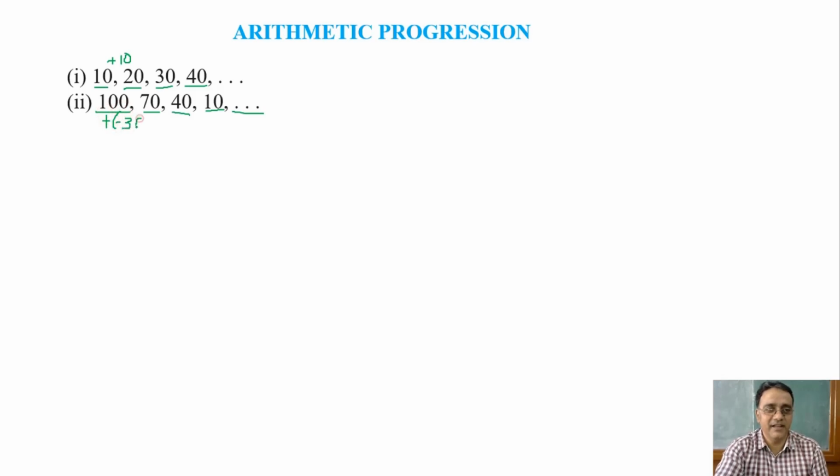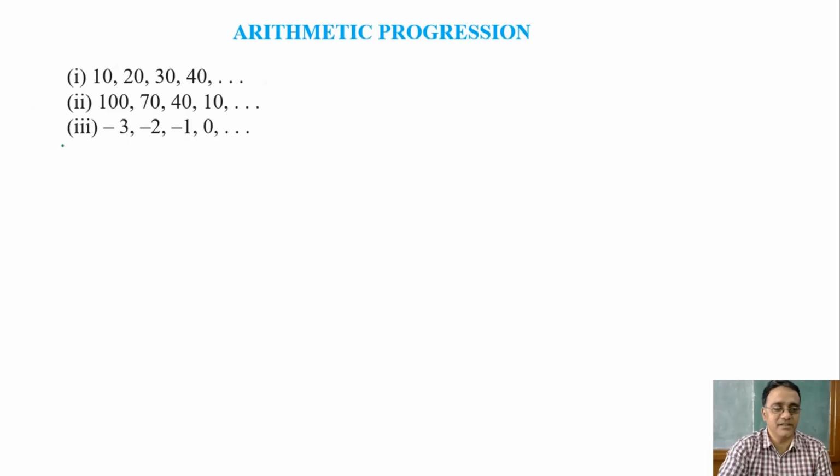Negative number, if you are adding, then the numbers will be in decreasing order. Fine. One more, we'll see. -3, -2, -1, 0. Can you predict the next one? 1. So what are we doing here? We are adding 1 to each term to get the next term, the succeeding term.